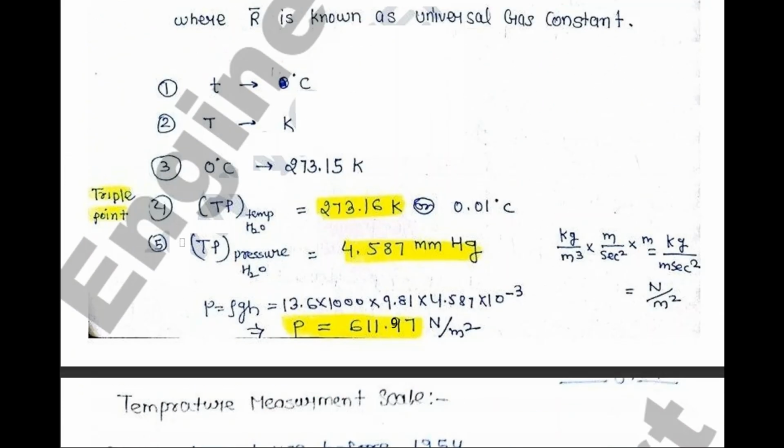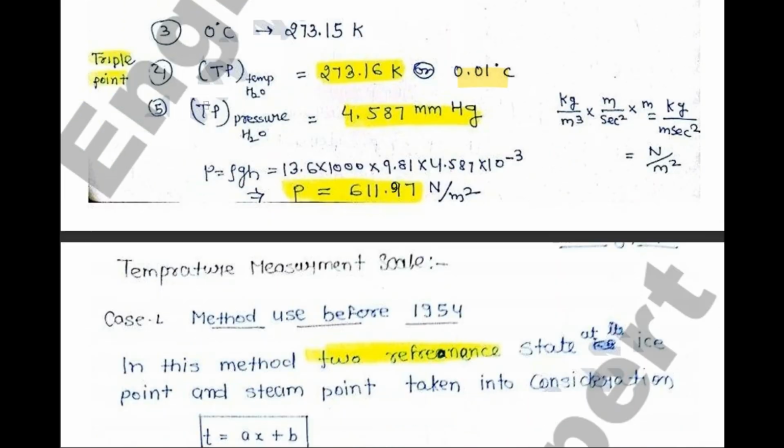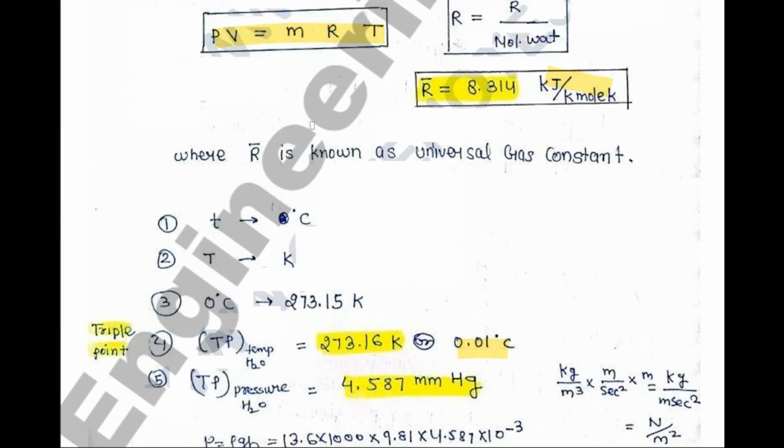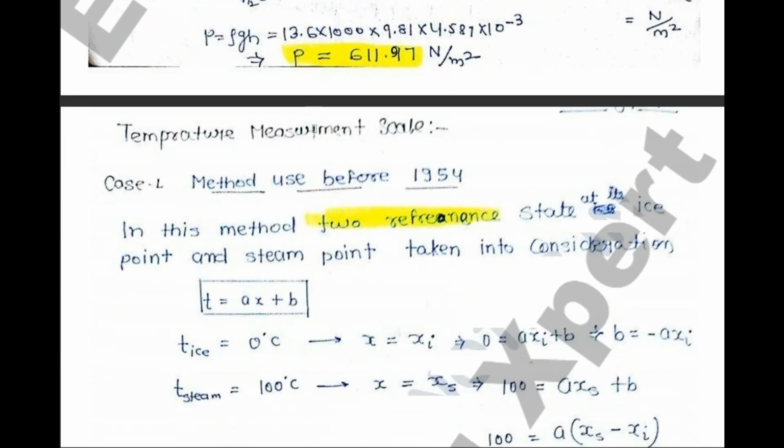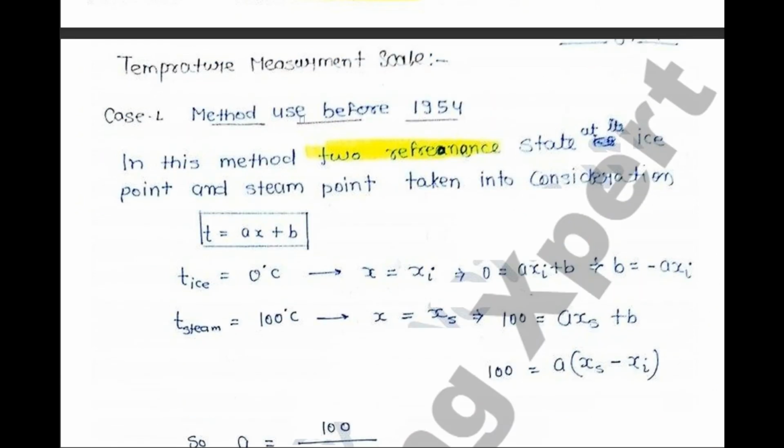Okay, so T is in degrees Celsius, and T also has another unit, Kelvin. 0 degrees Celsius is equivalent to 273.15 Kelvin, and 273.16 Kelvin is the triple point temperature of water, H2O, which is 0.01 degrees Celsius. Okay, so these are some conversions. You may read that. I'll provide you the link for the notes in the description.